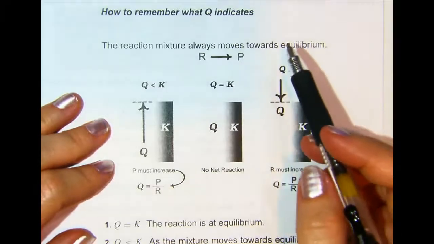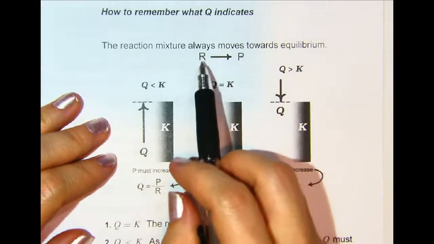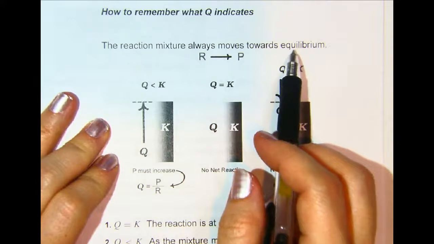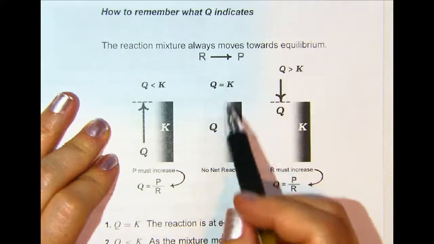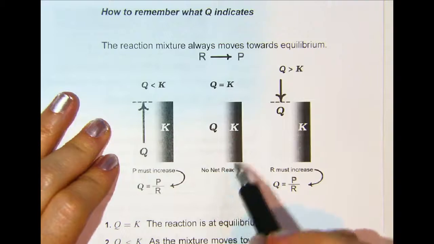So here's a way you can think of what Q indicates. Here's your reaction mixture, and it always is reactants moving to products. And the goal is always to move toward equilibrium. So if your Q and K are equal to each other, then there is no net reaction because it's already at equilibrium.